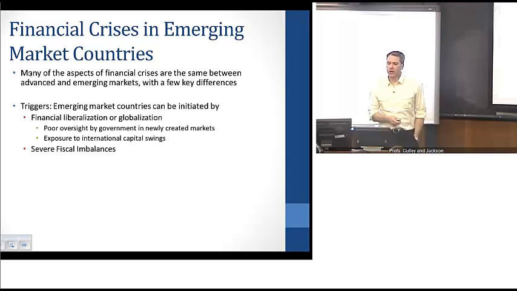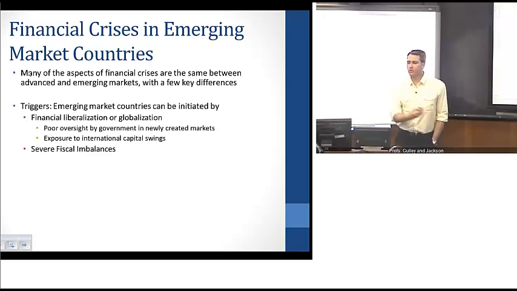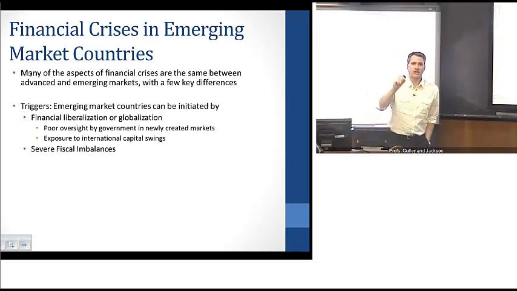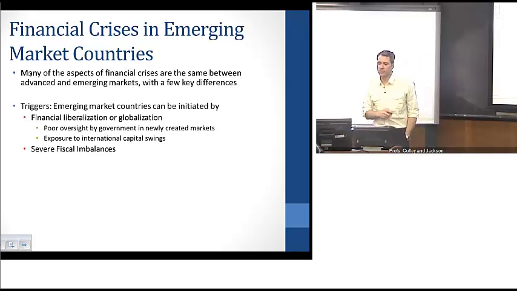one is pretty similar in terms of the financial liberalization aspect of it. But it's a little bit different in the sense that if you're an emerging market country, you can also be exposed to globalization. In particular, you're much more exposed to international capital markets and the strong changes in international capital markets. So as we talked about with financial liberalization on the advanced country side, similarly in emerging market countries, financial liberalization can be a trigger.